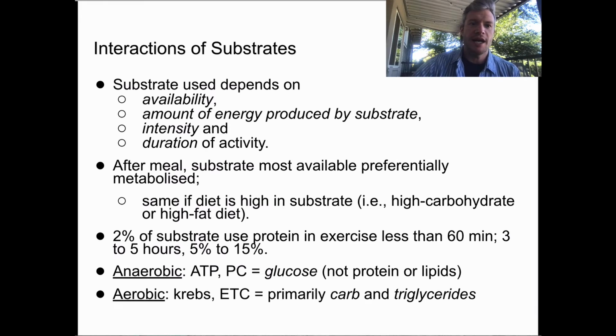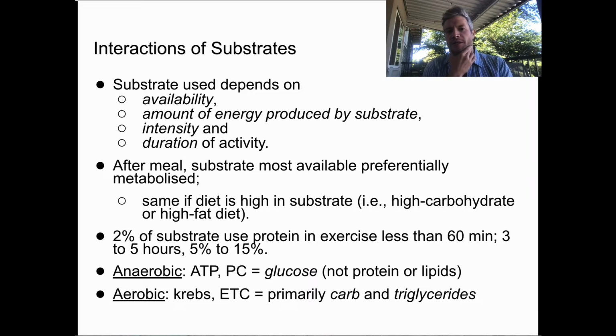First we're going to look at what sort of interactions can occur between our activity levels and the metabolic substrates. Largely, which substrate we use depends on the availability of that substrate, how much energy is produced by that substrate, the intensity of our activity, and the duration of that activity. So again, it's how much of the substrate is around, how much energy it will make for us, and what the energy demand of our body is based off of the activity level we're doing, so the intensity and the duration.